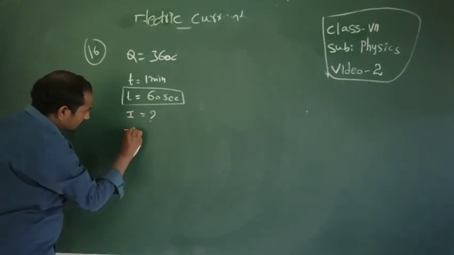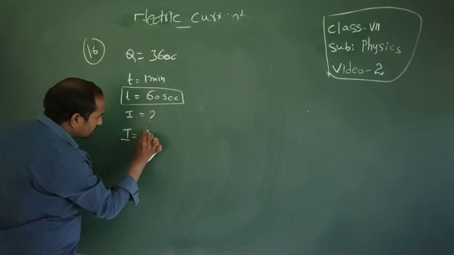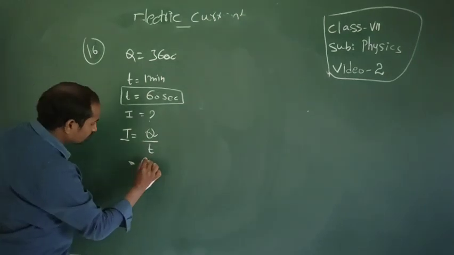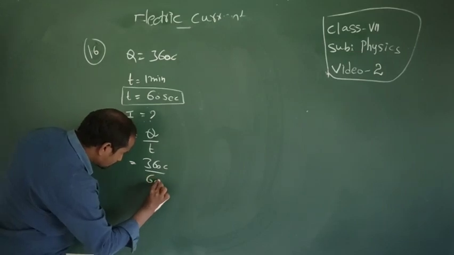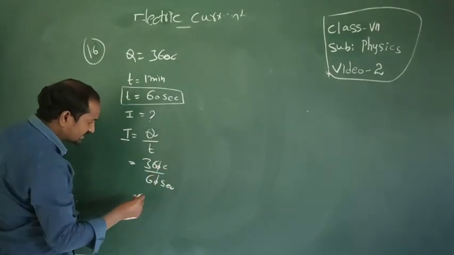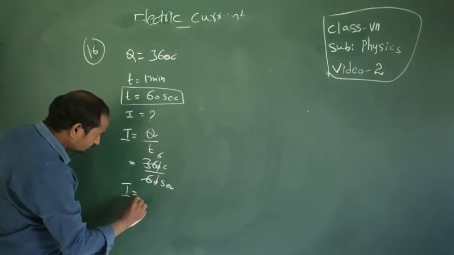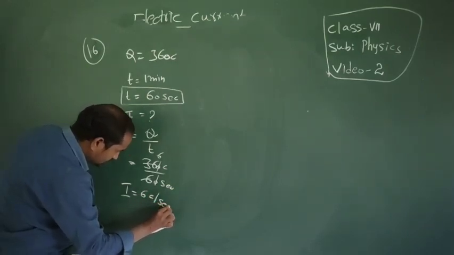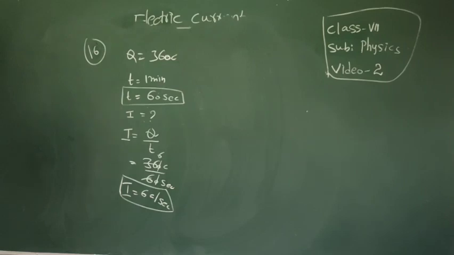We know that the amount of charge passing through the conductor per unit time is called electric current. So I equal to Q by T. Q equal to 360 C by time equal to 60 seconds. Zeros cancel, 6 by 1, so 6. So I equal to 6 coulomb per second.